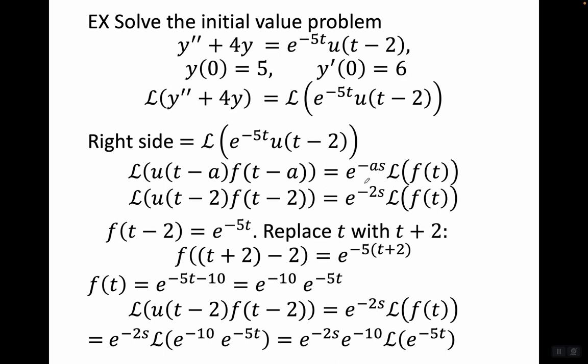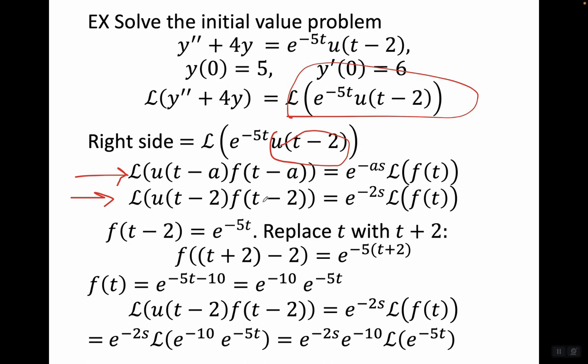Okay, so let's look at the right side. That's the Laplace transform of e to the negative 5t u of t minus 2. We're going to use this handy-dandy formula. Laplace transform of u(t - a) f(t - a) is e to the negative as times the Laplace transform of f of t. Here, since we're dealing with u of t minus 2, we can tell that a is going to be 2. So just plug a equals 2 into the above formula, and this is what we get.